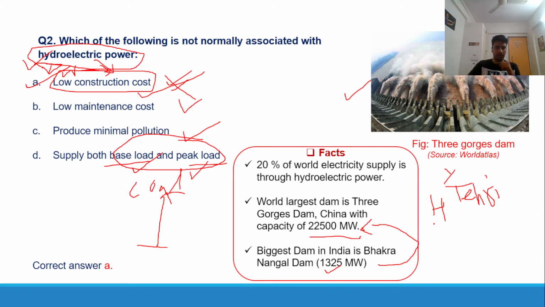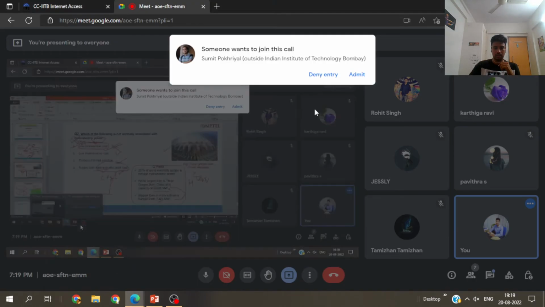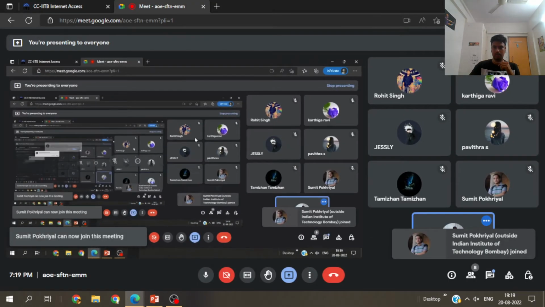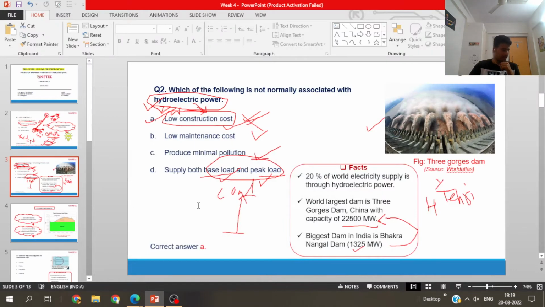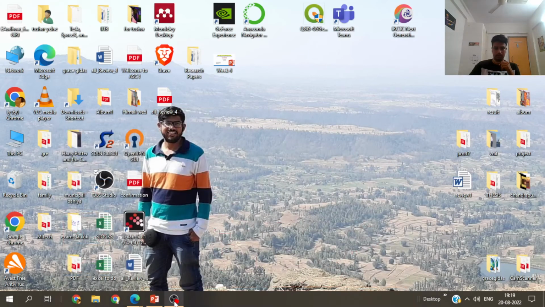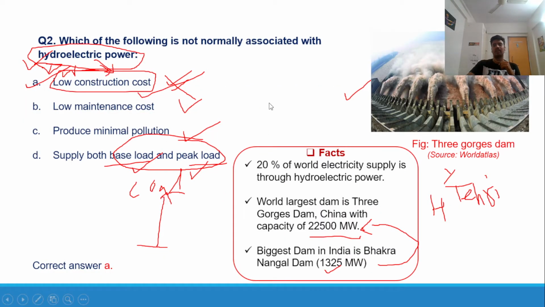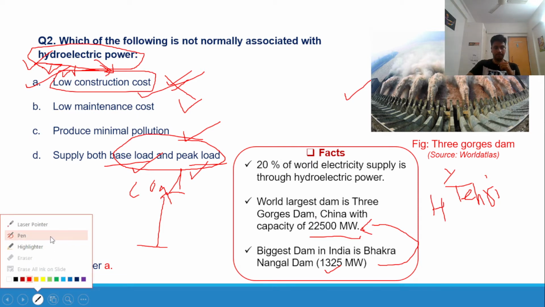And the longest dam in India is... Can anyone say which is the longest dam in India? You can answer in the chat box also. I can see the chat box. Let me also add some people. Can anyone see in the chat box, or else you can answer here? I can hear you. Nobody? Okay, let me tell you. It's Hirakud Dam.